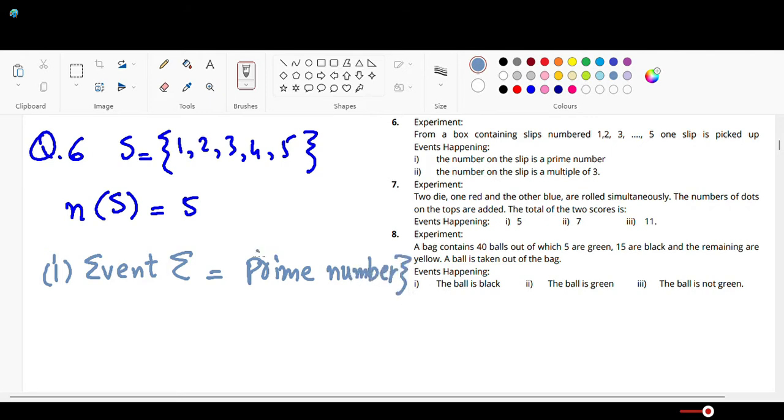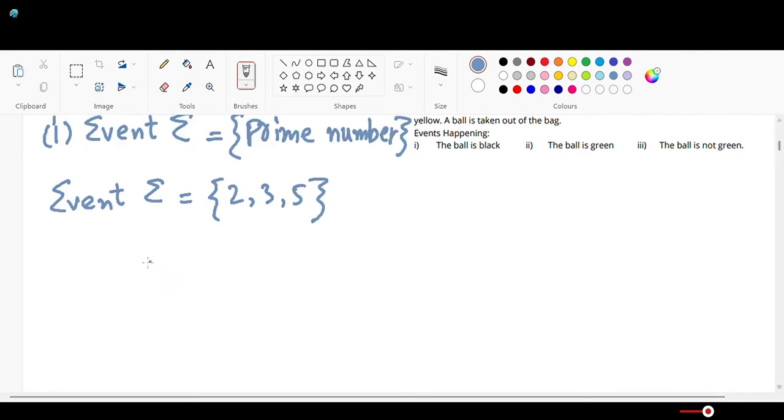Don't think about prime numbers going from 2 all the way to infinity. It's just asking for a prime number within the range of 1 to 5. So what are the prime numbers in the sample set over here? 1 is not a prime number, 4 is not a prime number, 2, 3, and 5 are all prime numbers. So all 3 of them make up event E, and the number of elements in event E is going to be 3 in this case.